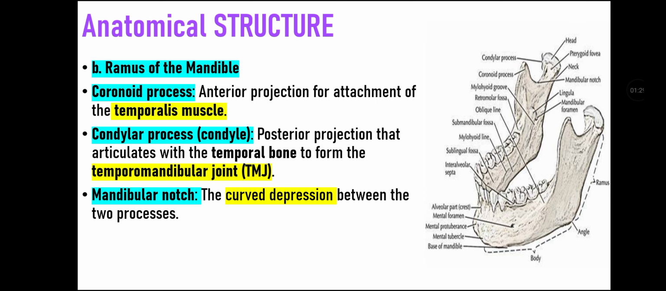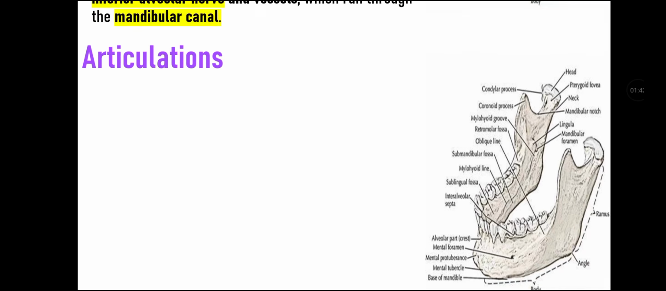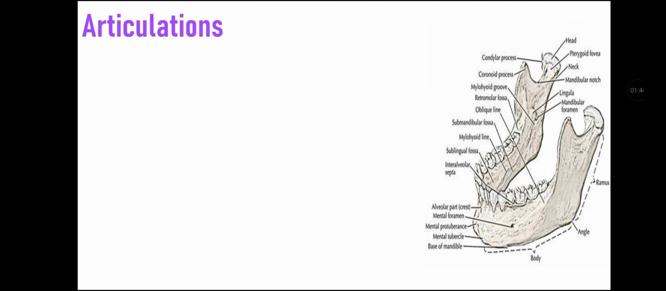It has a mandibular notch, that is the curved depression between the two processes. It has a mandibular foramen, that is an internal surface opening for the inferior alveolar nerve and vessels, which run through the mandibular canal. Now let's talk about the articulations of the mandible.